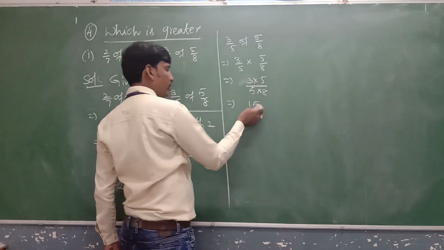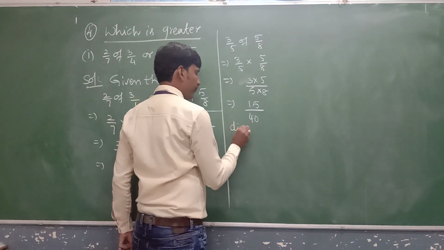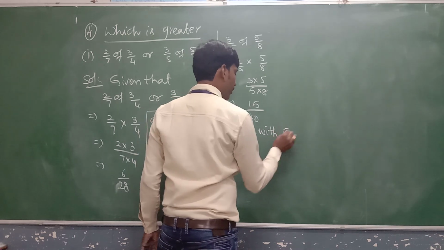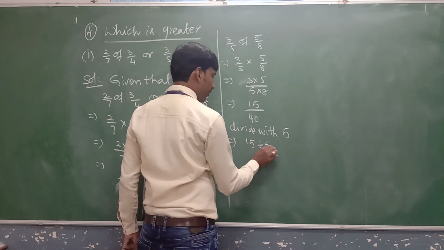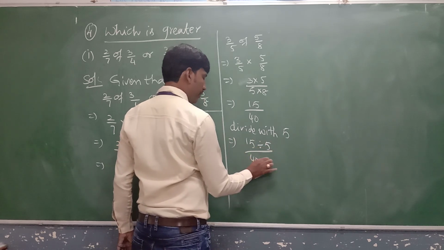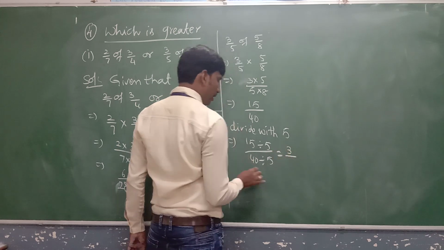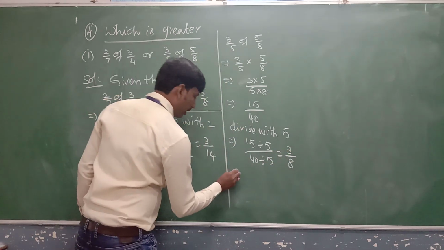So here both are multiples of 5. So divide with 5 in both the numerators as well as denominators. 15 divided by 5 by 40 divided by 5. So 15 divided by 5 is equal to how much? 3. And 40 divided by 5 is equal to how much? 8.